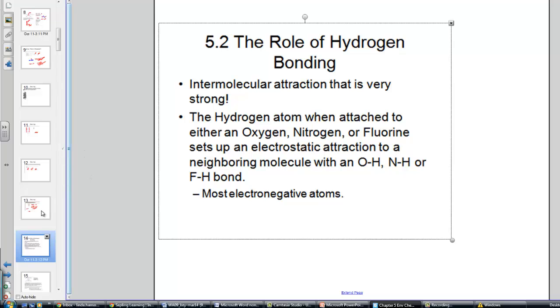We can pause our lesson here. We've done a great job so far just introducing the special qualities of water, talking about polarity of the molecule. We'll pick up with our next lesson, the role of hydrogen bonding.